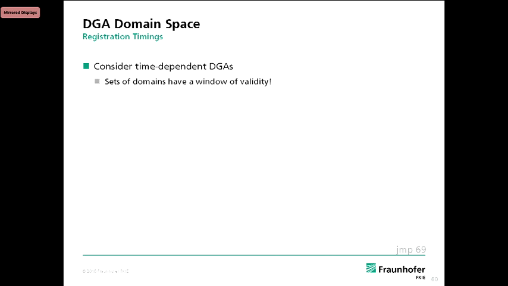Let's quickly go over this as well. Like I mentioned, if you have time-dependent DGAs, it basically means that you can look at how long domains are registered before they become valid. So they also have a window of validity. For example, if you have a DGA that has domains that are valid for 1 day, I need to ensure I have control of that domain before it becomes valid, and after this validity has ended, it has no longer value to me.